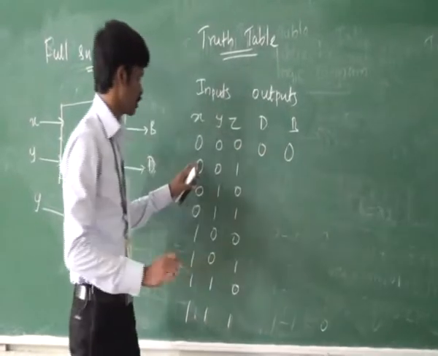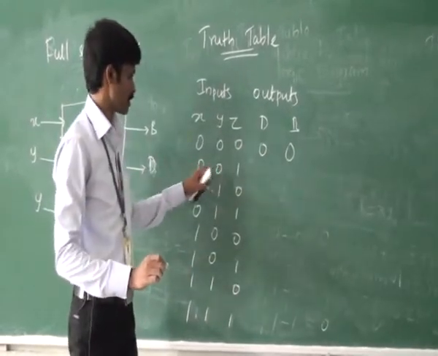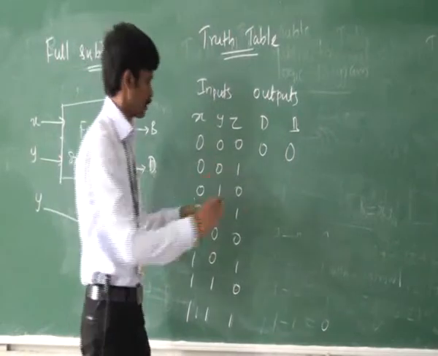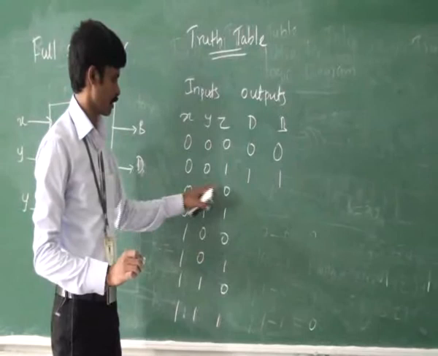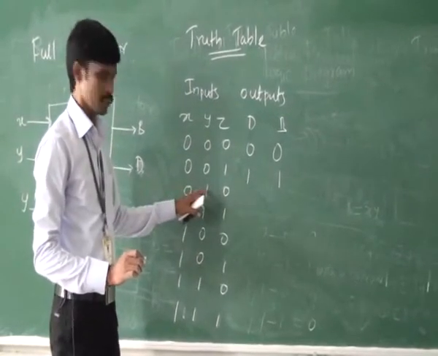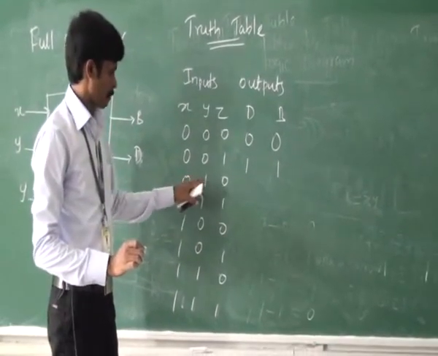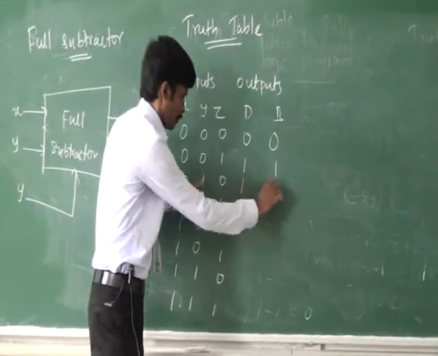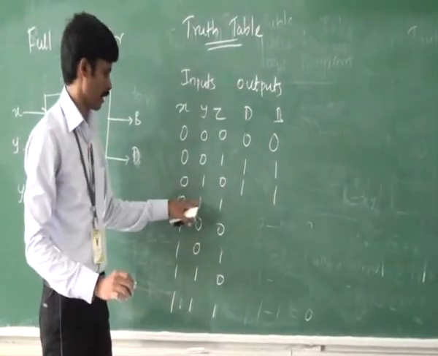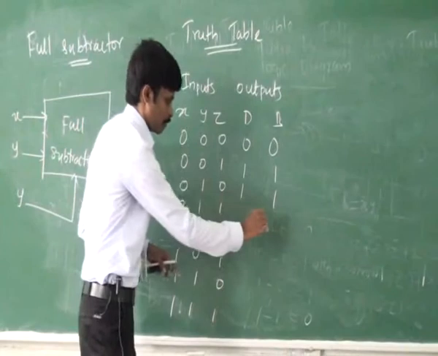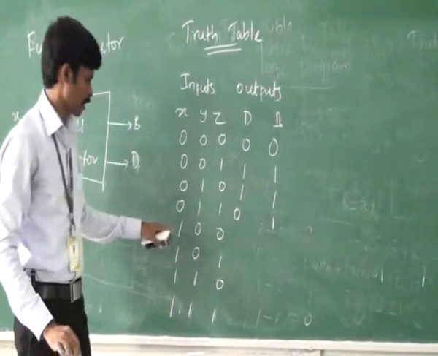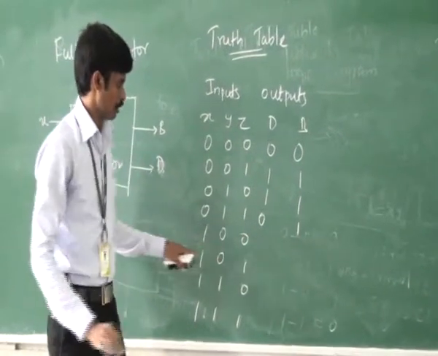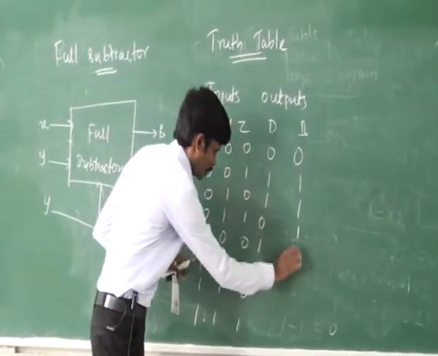The second combination is 0 0 1, that is 0 minus 0 minus 1. The difference will be 1, the borrow will be 1. The third combination is 0 1 0, that is 0 minus 1 minus 0. The difference will be 1, the borrow will be 1. The next combination is 0 1 1, then the difference will be 0, then the borrow will be 1. Then the next combination is 1 0 0, then the difference will be 1, the borrow will be 0.